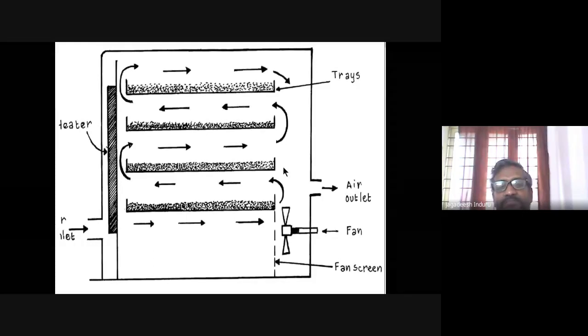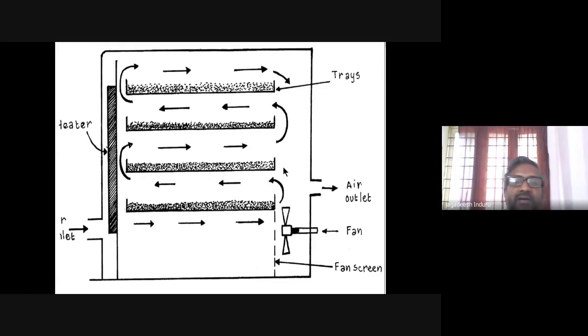Now, this air supply removes the moisture as and when it evaporates, makes the removal of the moisture take place continuously and makes your material dry.